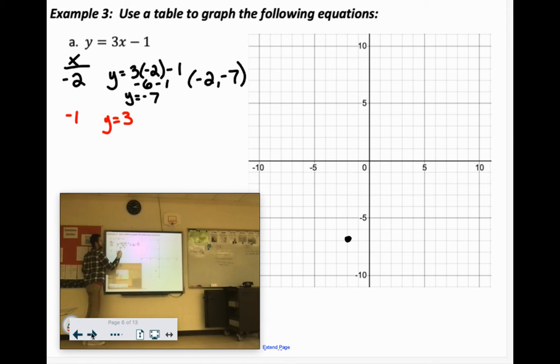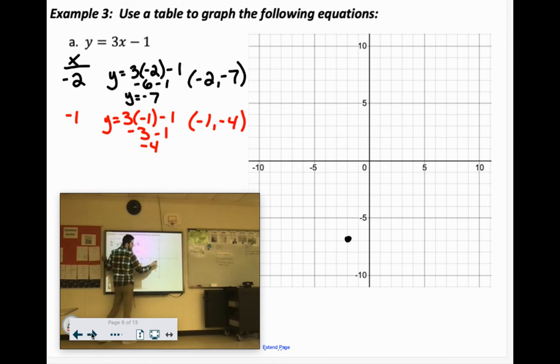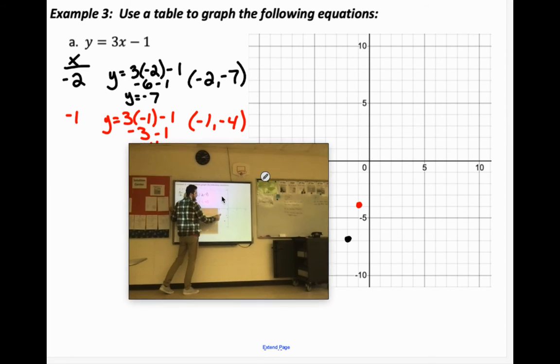Now let's try it with -1. Y equals 3 times -1 minus 1. 3 times -1 is -3. Minus 1 is -4. So we have -1 is what we chose. You can choose anything. And it came out to -4. How about that? -1, -4. I'm going to move up. Oh, I don't know where I'm going to move yet, but I need to move because I'm in the way.